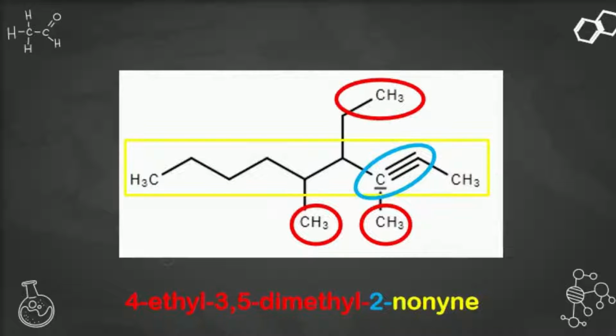We have here ethyl, 3,5-dimethyl, 2-nonyne. So again, the substituents have to be in alphabetical order. Ethyl comes first before methyl because of alphabetical order, but we won't include the di when it comes to its order. So that is why it is 4-ethyl-3,5-dimethyl. And then we have the parent name, which is 2-nonyne. In writing the name, we use a dash to separate a number from a letter, but to separate a number from a number, we use a comma. And we don't use any space between letters.